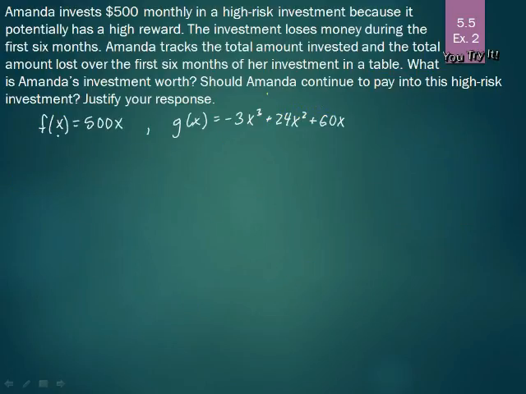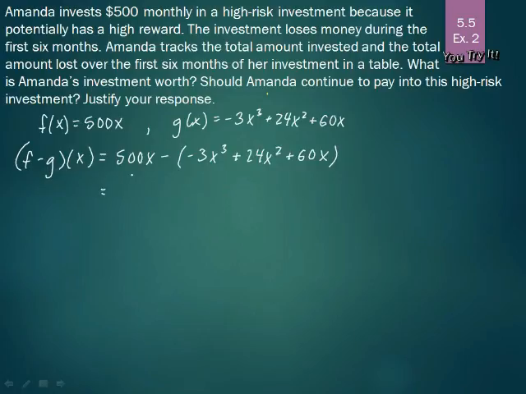Okay, so now that we have these, then we want to know if these subtracted give us a positive amount, and will this turn around? So let's go ahead and subtract these. So 500x minus, and then make sure to have parentheses around this whole other part, and then distributing the negative into all of the different terms, then we get 500x minus negative 3x cubed will give us plus 3x cubed, and then minus a positive will give us minus 24x squared, and then minus a positive 60x will give us minus 60x. And so then we can combine any like terms.